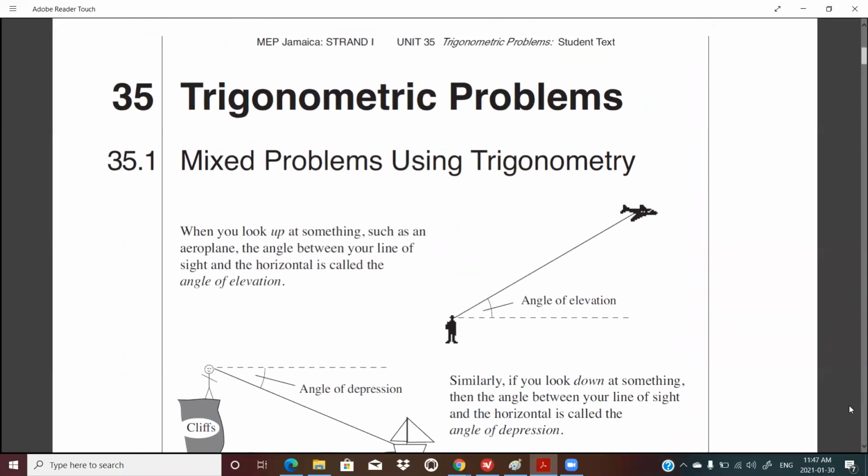So real quick, everything that you have learned so far is going to be important, right? They're going to carry over into the other trig topics. So let me just talk about this real quick. It says, when you look up at something such as an airplane, the angle between your line of sight and the horizontal line is called the angle of elevation. So if you look up at the airplane, this is a line of sight looking up. So it's the angle between your line of sight here and the horizontal. The horizontal goes right across. And this second angle right here is the angle of elevation.